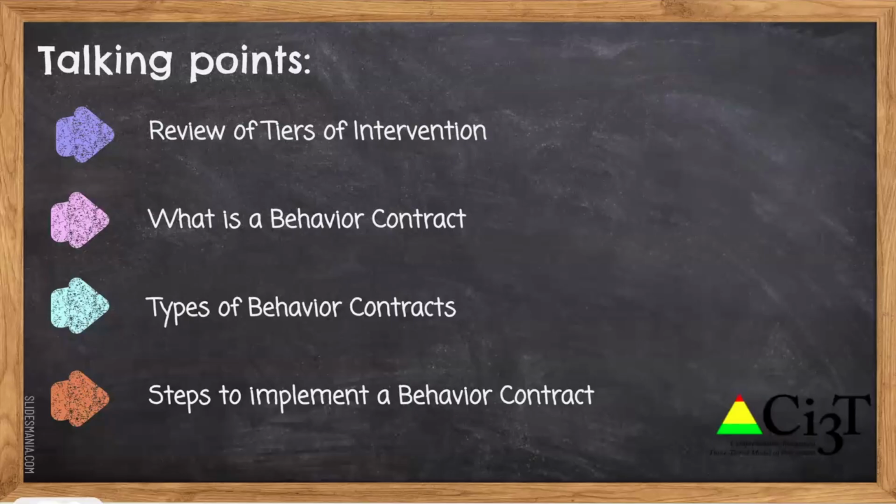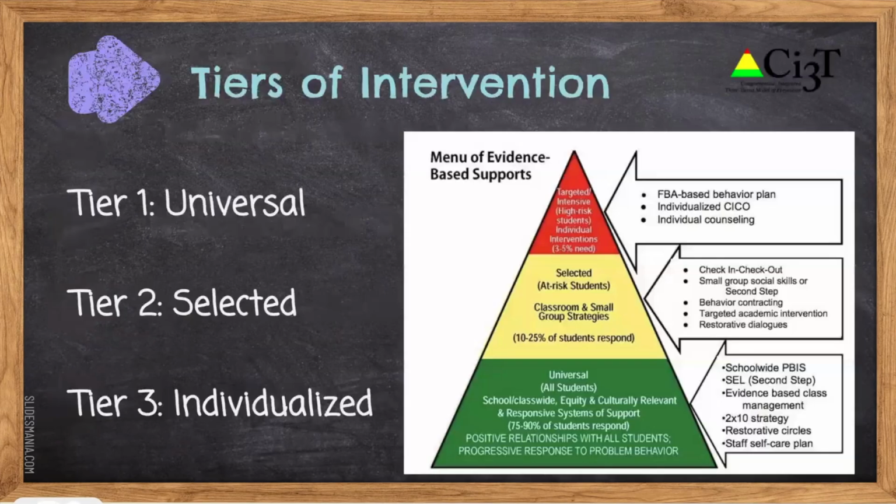So some of the things that we'll be talking about briefly today: we're going to be looking at a review of the tiers of intervention, Tier 1, Tier 2, and Tier 3. We'll briefly discuss what a behavior contract is, different types of behavior contracts, and steps to implement a behavior contract in your classroom.